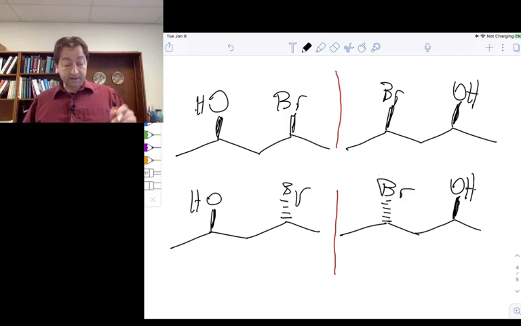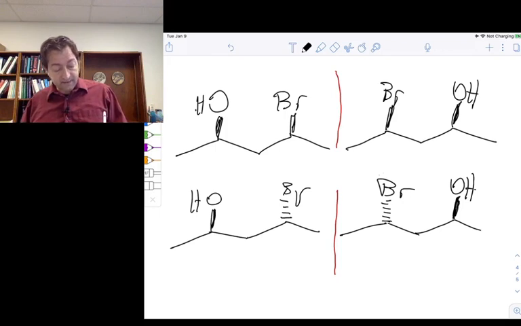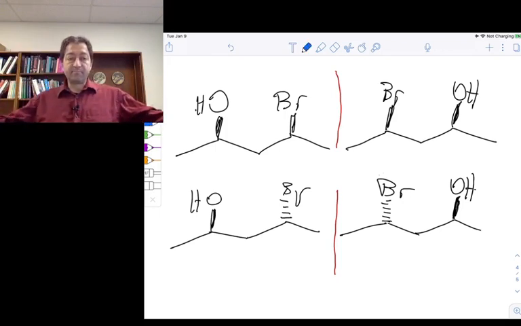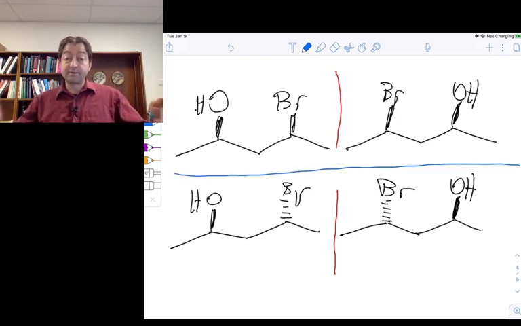So the molecules that are, again, we can draw a blue line down the center of the screen. And the objects that are above that blue line, those 2 molecules that are on either side of the red line are enantiomers with respect to each other. The objects below the blue line are enantiomers with respect to each other across that red line.